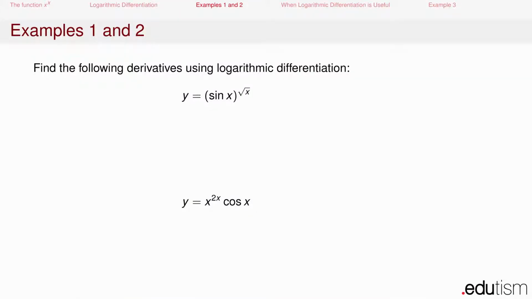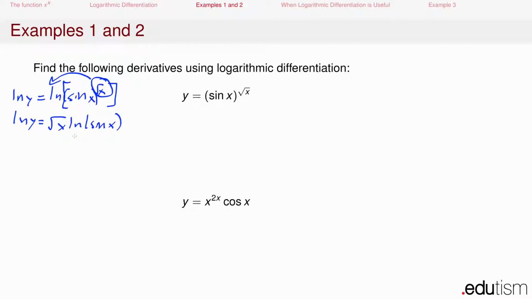So now I will do a couple examples to illustrate this process of logarithmic differentiation. Here we've got the function y equals sine x to the square root of x. To begin logarithmic differentiation, we're going to start by taking the natural logarithm of both sides. So ln y is going to be ln of sine x to the square root of x. Then we can use the power law of logarithms to bring the square root of x out front. So we get ln y equals square root of x times ln of sine x.